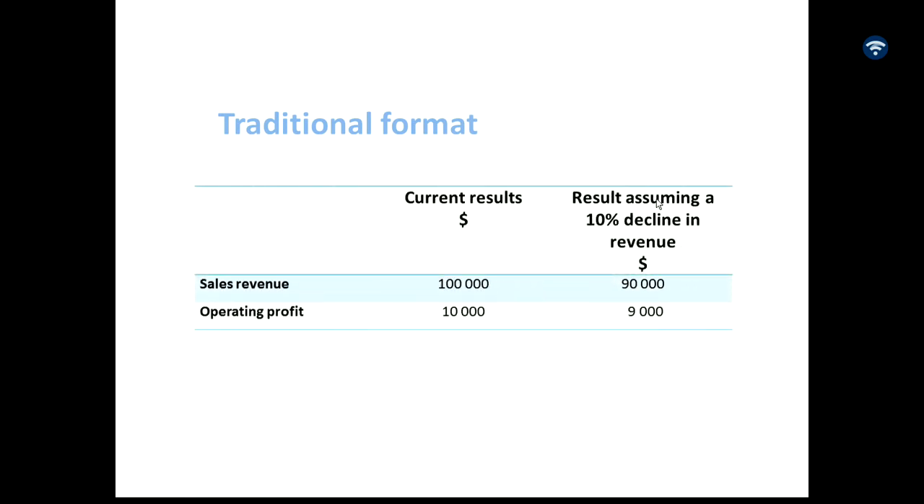For example, assume that a firm currently has sales revenue of $100,000 and profit of $10,000. If sales revenue were to drop by 10% to $90,000, a quick conclusion would be that profit would also decline by 10% to $9,000. However, analyzing using the contribution margin format results in a much more accurate and disturbing result.